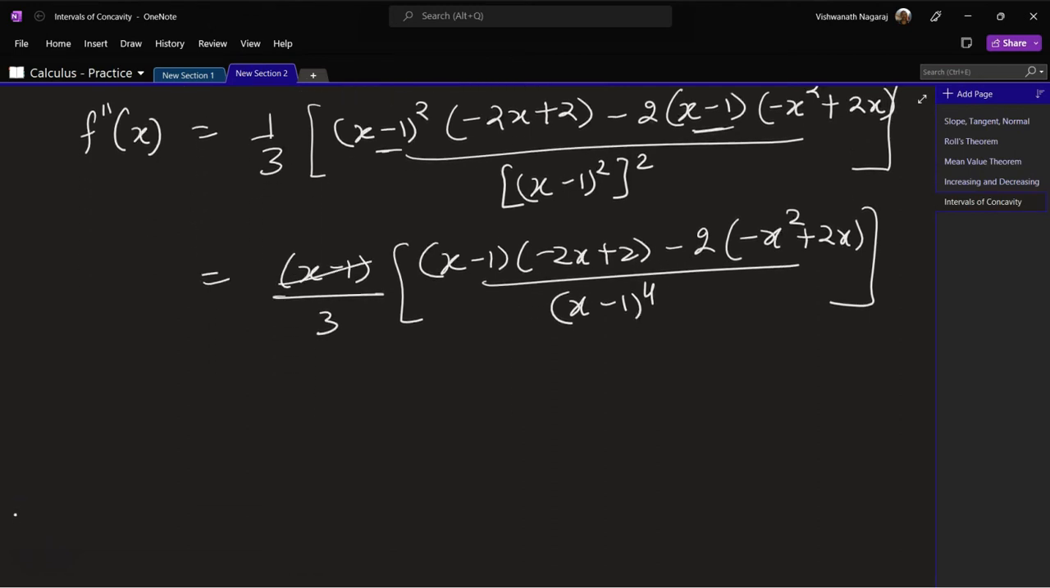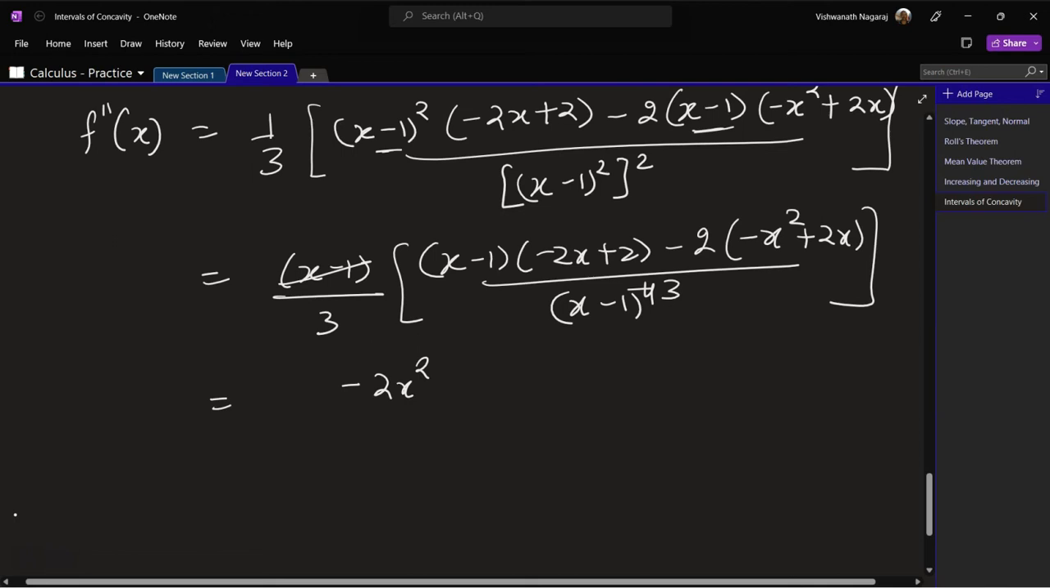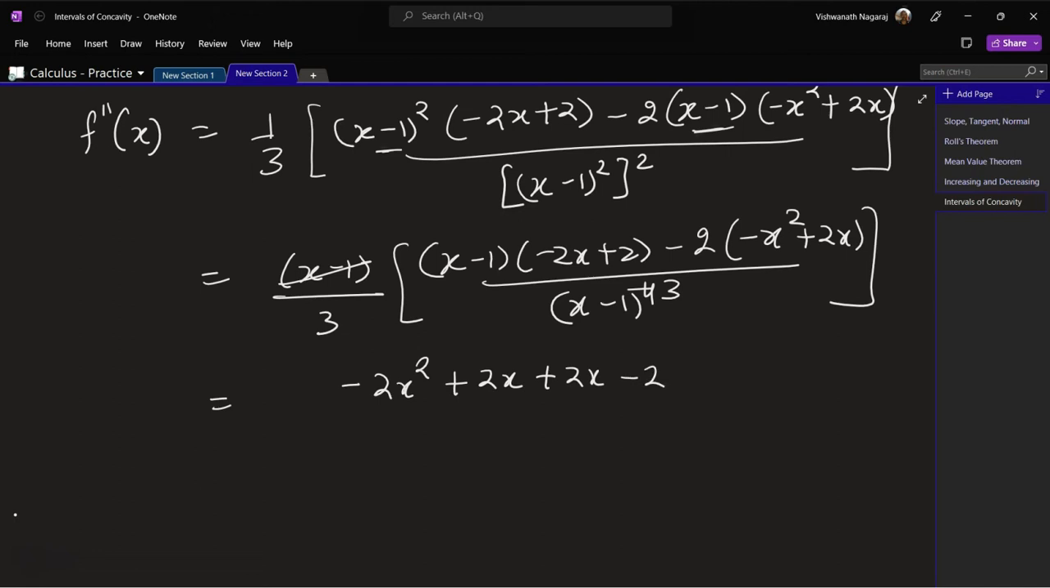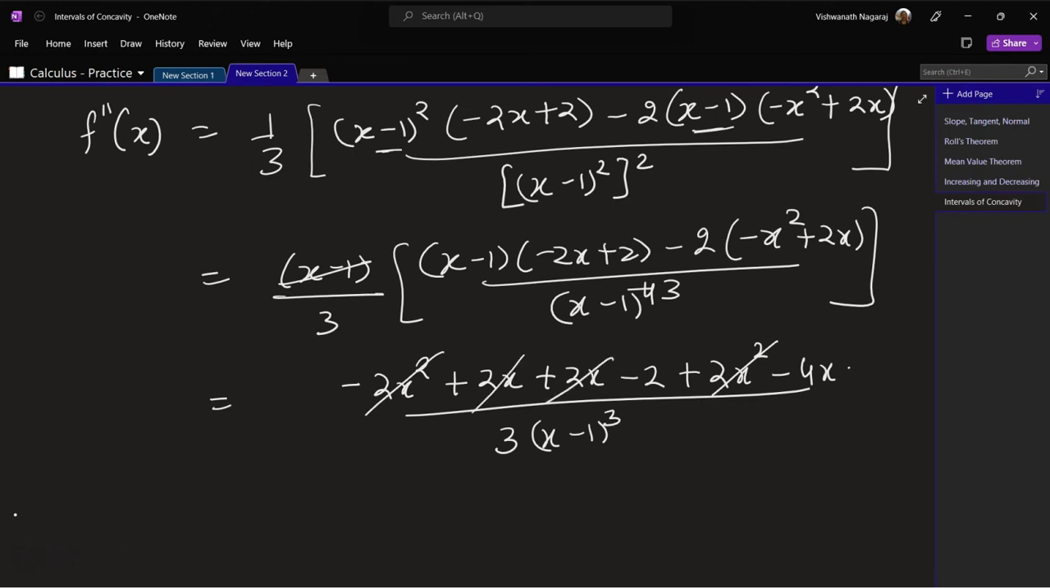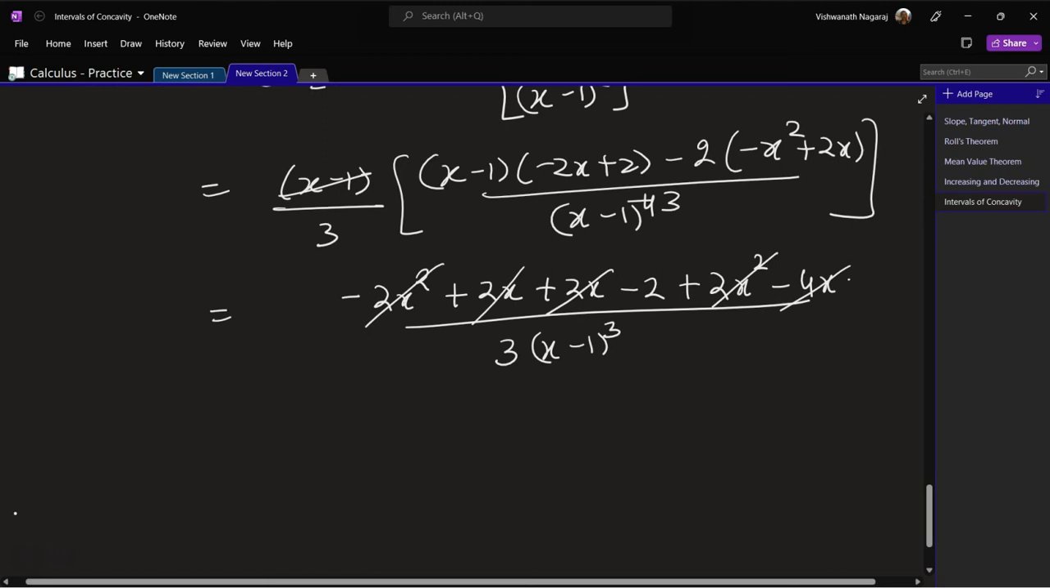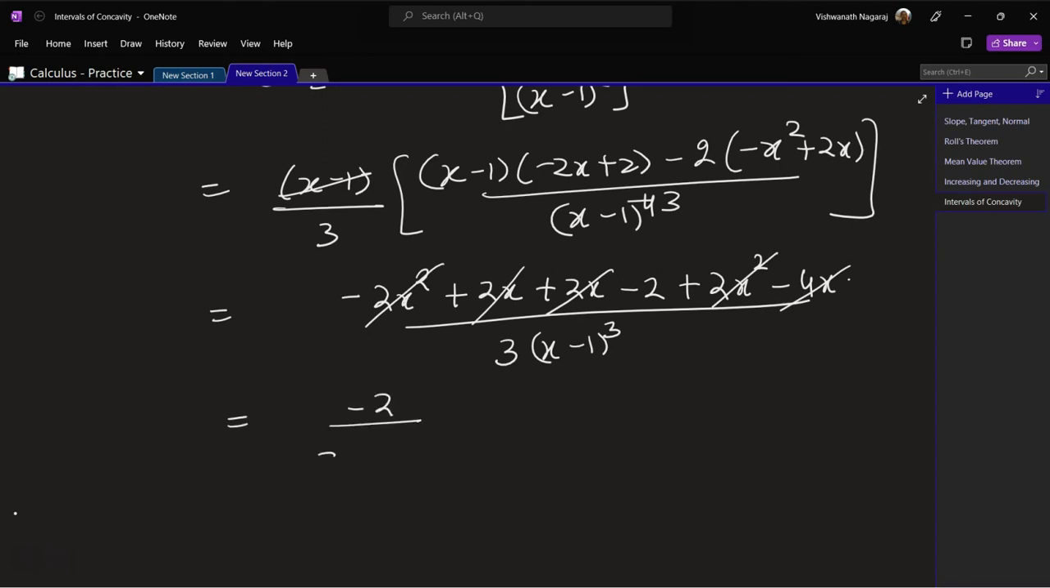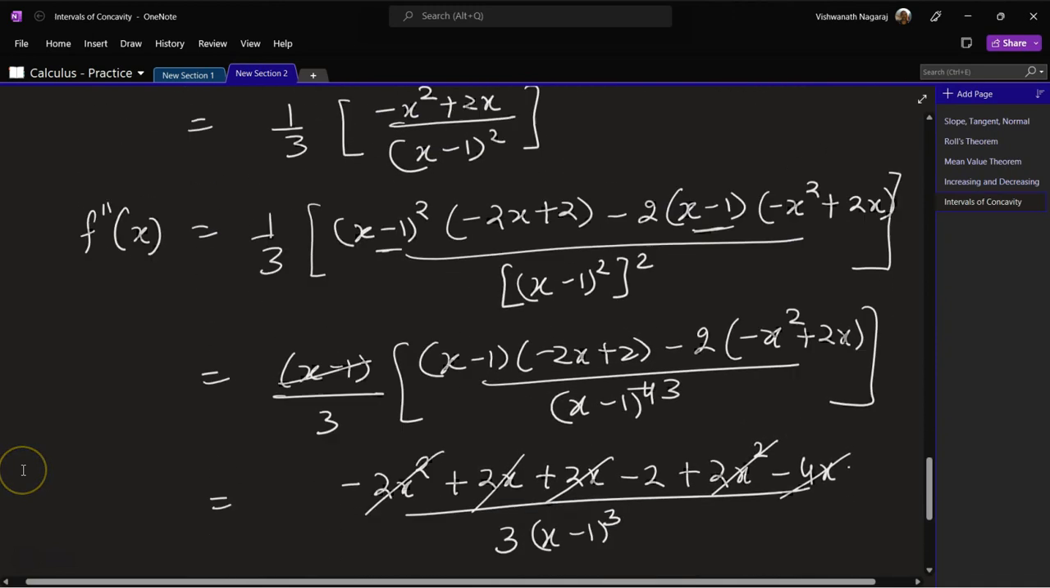Now one of x minus 1 will get cancelled, and we have minus 2x square plus 2x plus 2x minus 2 plus 2x square minus 4x divided by x minus 1 cube and 3. So minus 2x square plus 2x square gets cancelled. 2x plus 2x is 4x. So 4x and minus 4x gets cancelled. And we are left with minus 2 by 3 times x minus 1. So this is our second derivative.